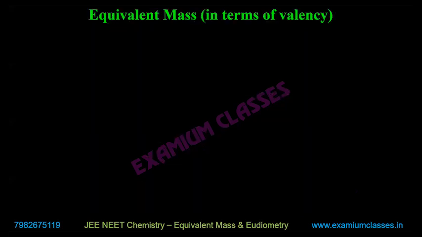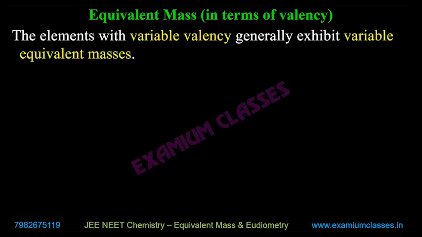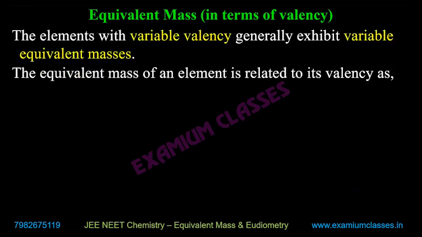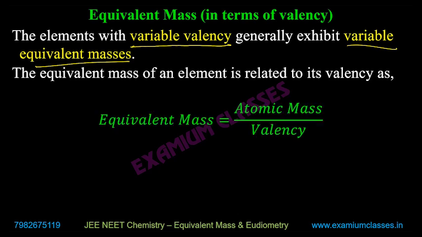Now, equivalent mass in terms of valency. In a few questions, you will be asked to calculate equivalent mass, and obviously it will not be a straightforward question. Rather, you will be required to calculate equivalent mass as an intermediate part. In terms of valency also you can calculate, and the formula is straightforward. Depending on the valency, which is variable, equivalent mass will be different. If valency is 2, it will be different; if valency is 3, it will be different, because the formula for equivalent mass in terms of valency is atomic mass divided by valency.